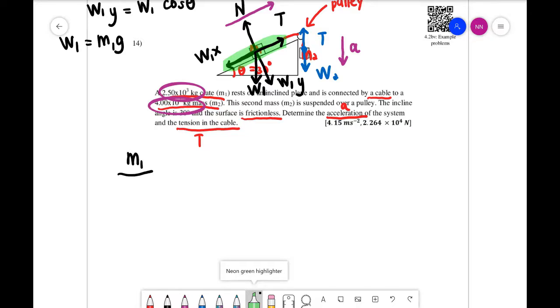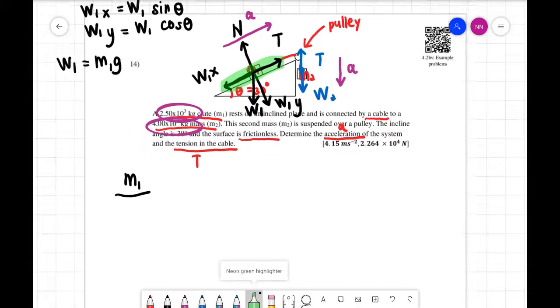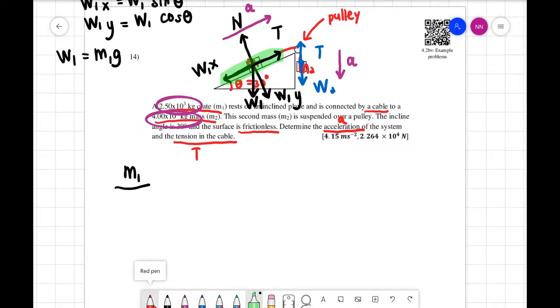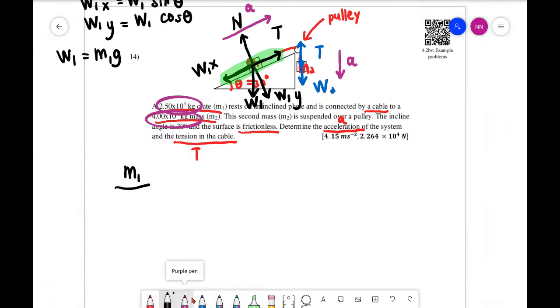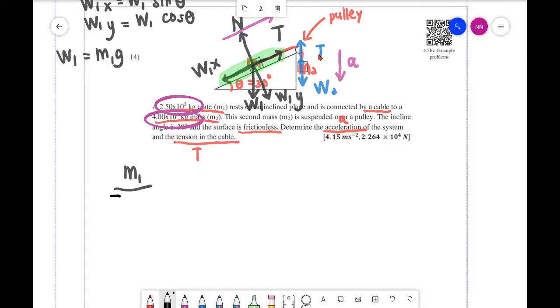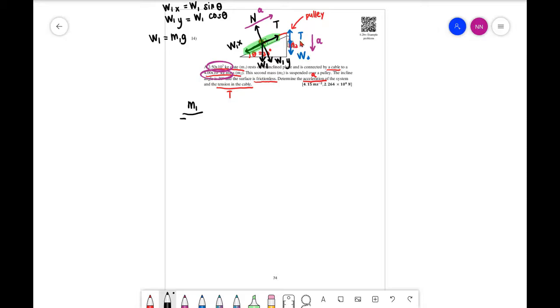So we have tension and W1x, and the tension is in the same direction as A. Look at the arrow. So tension is positive, and we should apply this: net force X equals MA, because M1 accelerates in the X component, along the inclined plane.